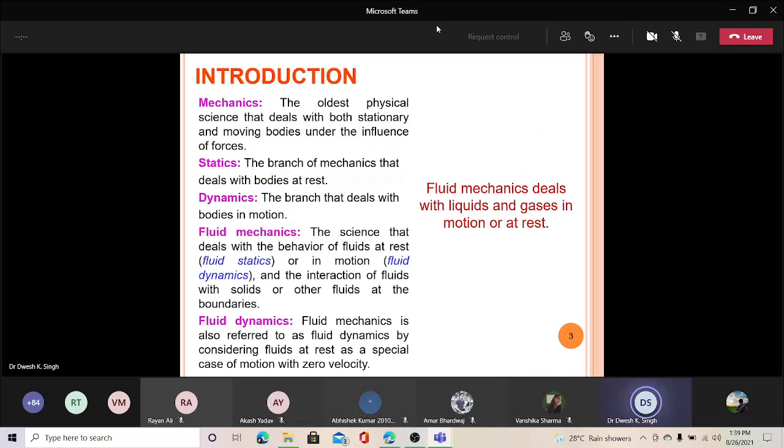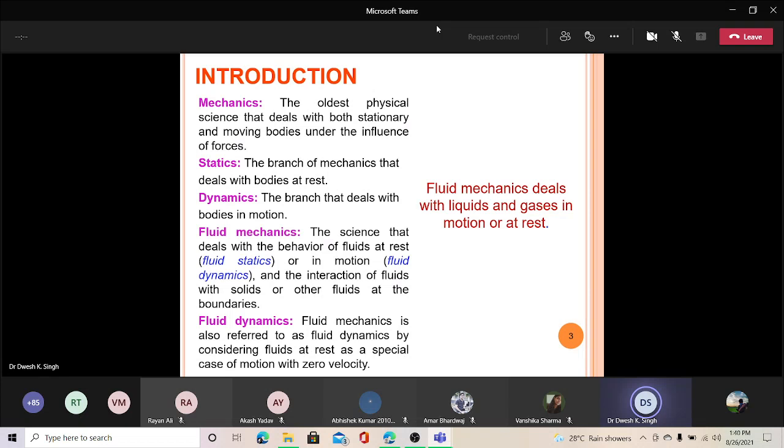First of all, what is mechanics? We know that in fluid mechanics we are going to use mechanics, but that mechanics will be associated with the fluid. Mechanics is the oldest physical science. We all know this. It deals with both stationary and moving bodies under the influence of forces.